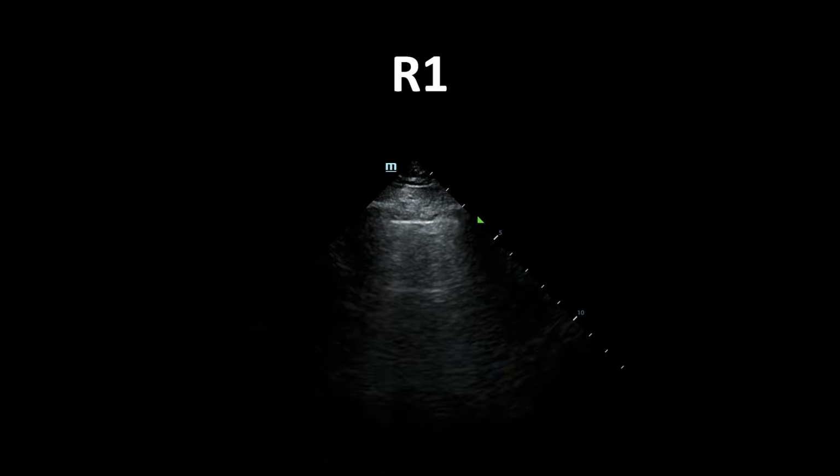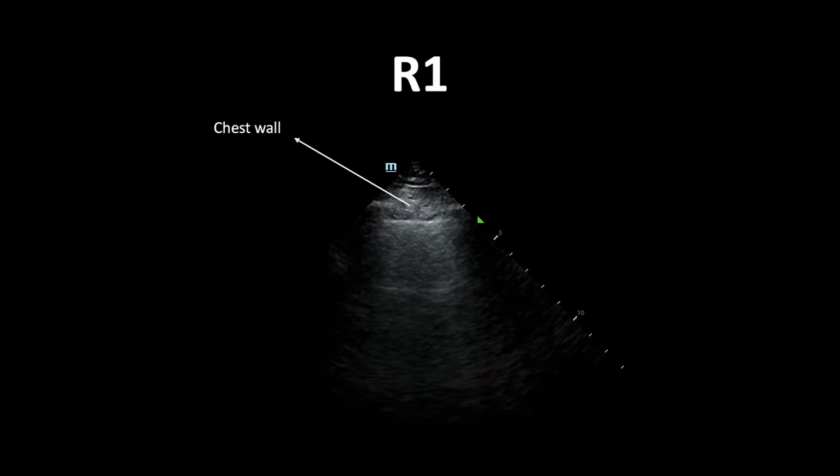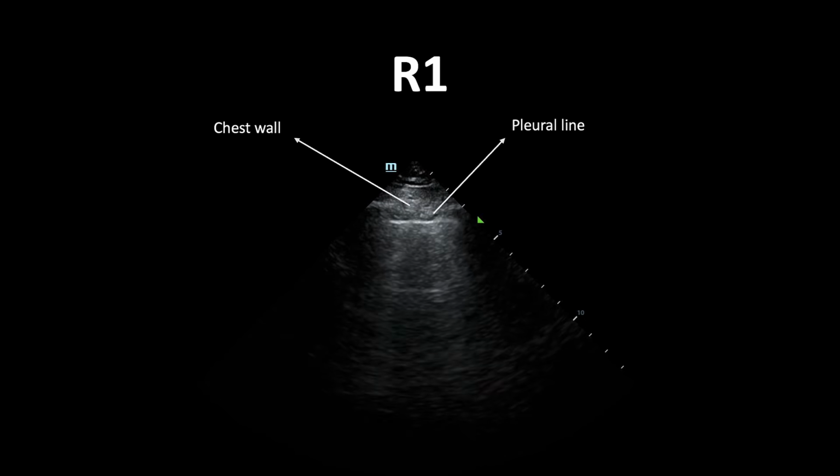You should see the following image generated. At the very near field of the screen is the patient's chest wall. The pleural line is the hyperechoic shimmering line just below the chest wall. It is flanked by two rib shadows.